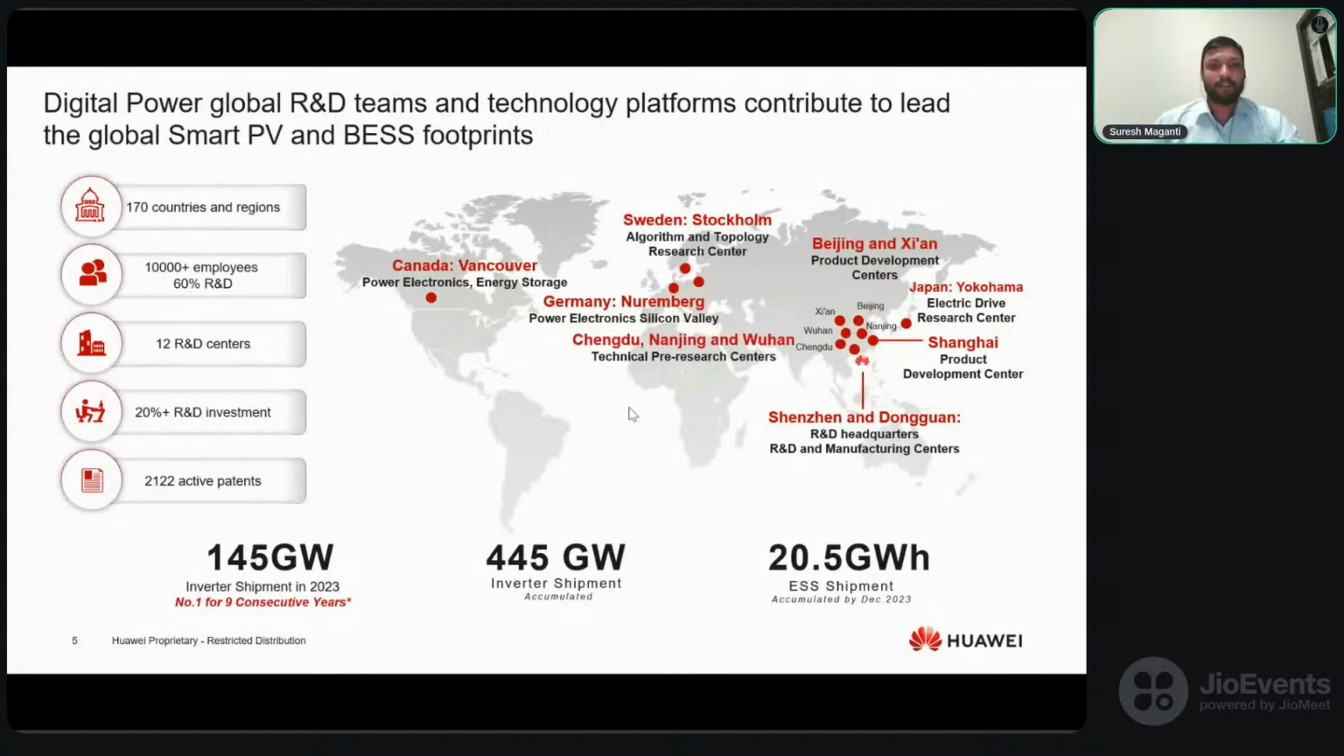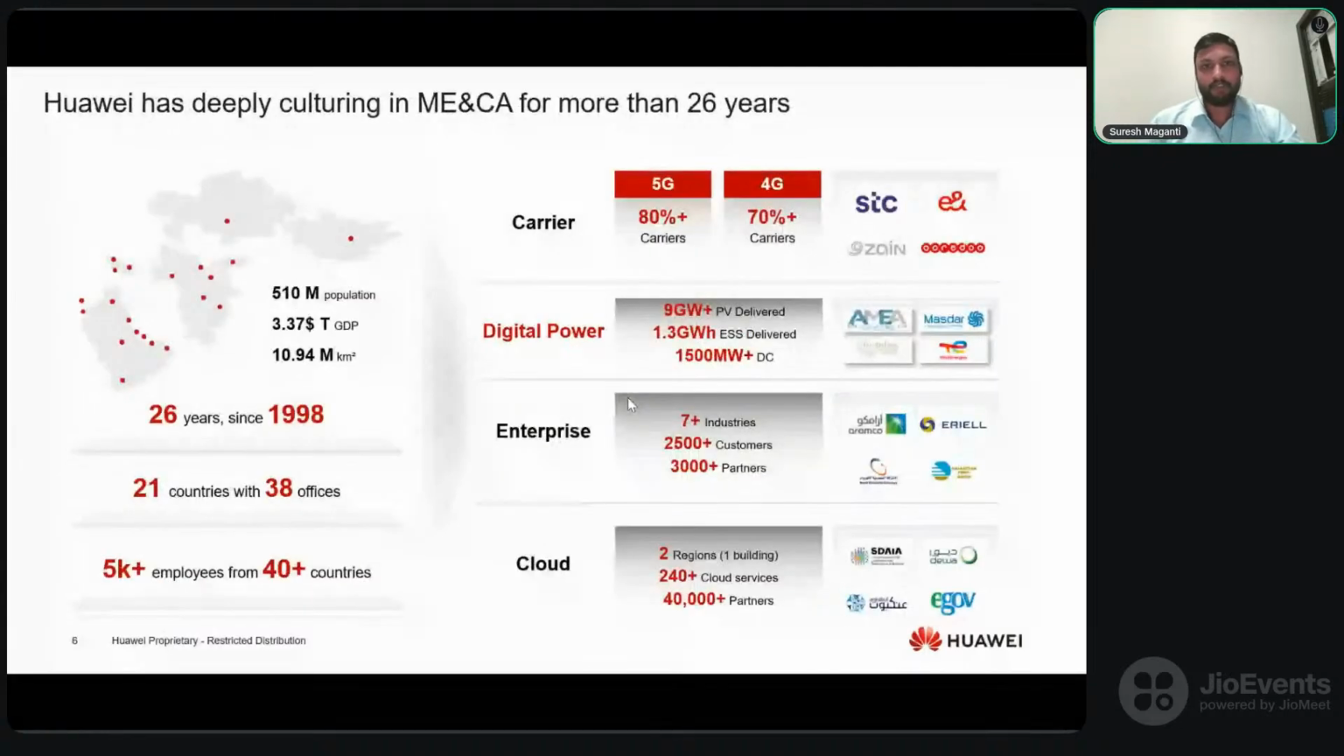So coming to digital power, it has 2122 active patents. From digital power, it dispatched inverters, which count in 2023 at 145 gigawatt, making it the number one inverter sold around the globe, and the total installed capacity done by Huawei is 445 gigawatt of PV. When it comes to energy storage system installations, it accounts for 20.5 gigawatt hours all over the globe. I mostly belong to the Middle East and Central region.